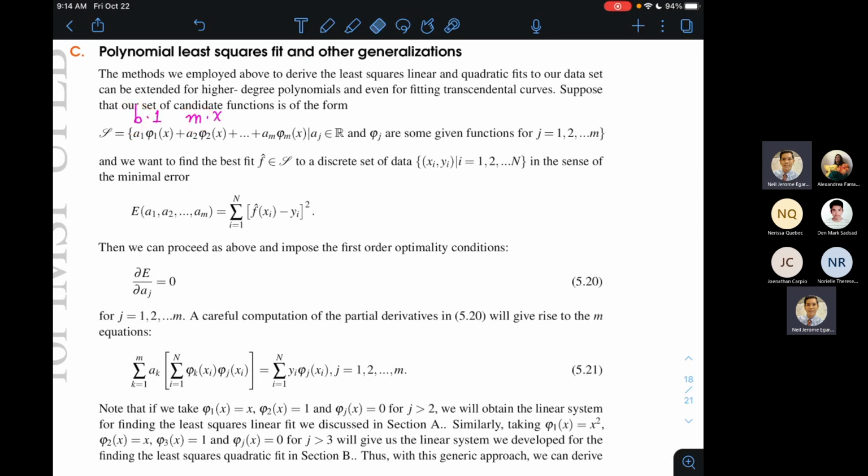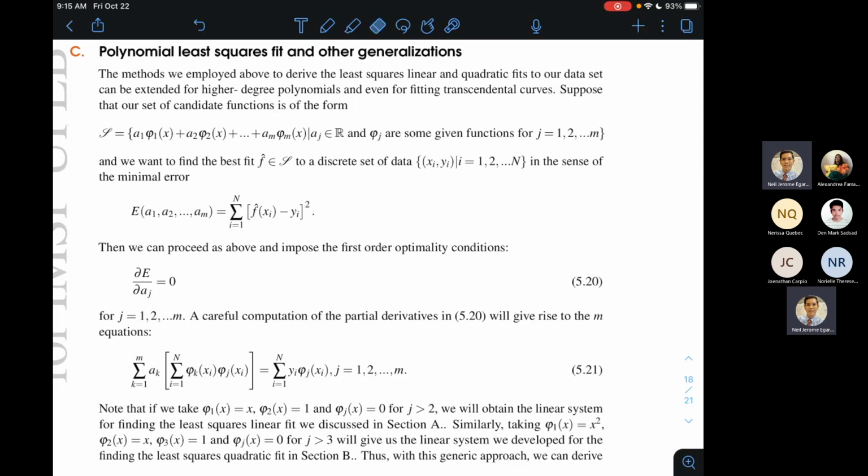So quadratic fit, meron tayong a times 1 plus b times x plus c times x squared. So ang a1 natin ay si a, ang a2 natin ay si b, si a3 natin ay si c, tapos ang psi1 ay constant function 1, si psi2 ay x, si psi3 ay x squared. Okay? So kung gusto mo ng x to the fourth, then si psi1 ay 1, si psi2 ay x, si psi3 ay x squared, si psi4 ay x cubed, si psi5 ay x to the fourth. Okay? So, ganun yung idea.